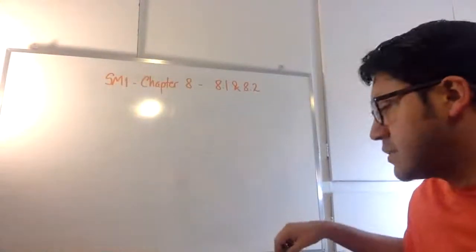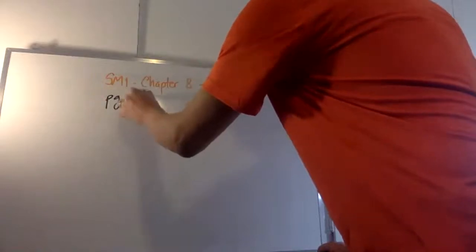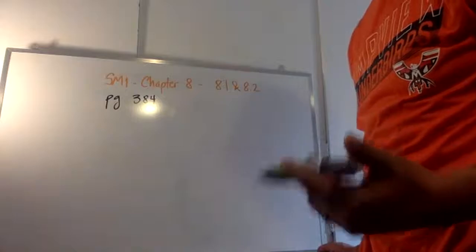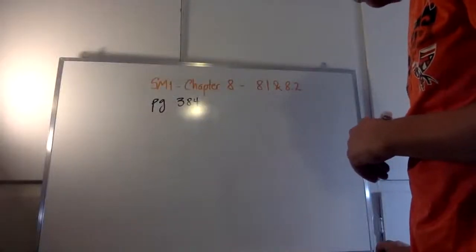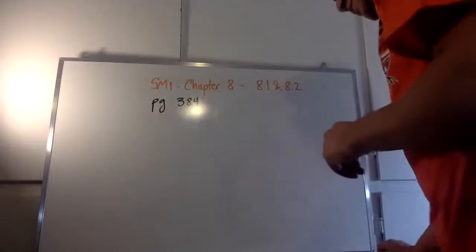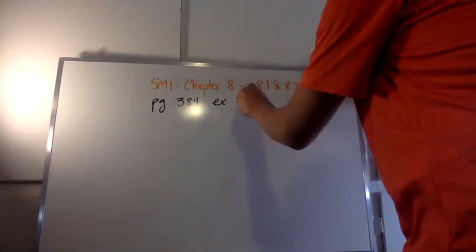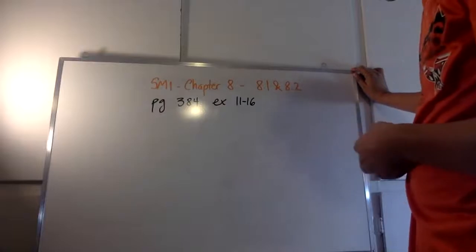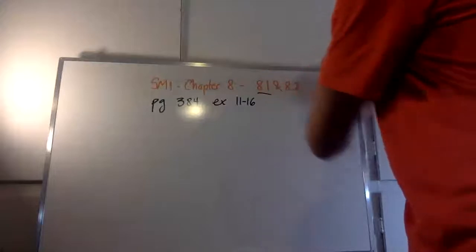This is part of the 8.1 exercises. So I'm going to go to page 384. Remember that you can, I don't know if you have had any issues with working already, okay? So I'm going to do exercises 11 to 16 from the book, and that's on page 384 as for section 8.1.